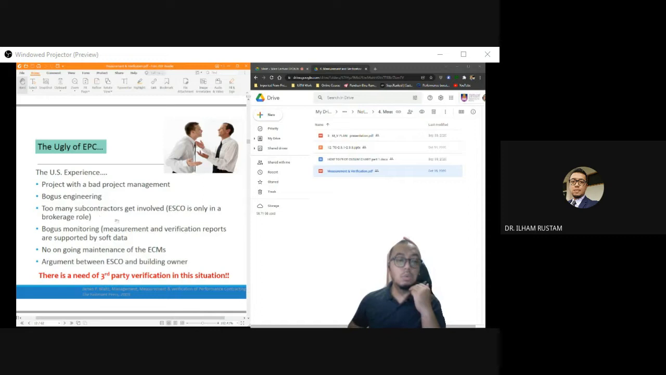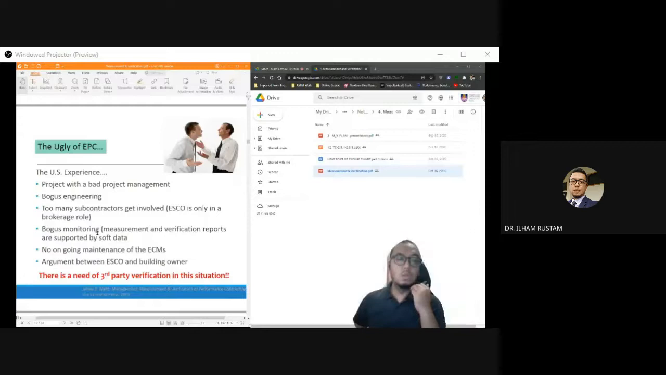Too many subcontractors get involved because the ESCO is acting more like a brokerage, not so much the one who's doing it. But I think in Malaysia it is the same case, but the ESCO that we have approached for 8am-10am is actually the one who installed it, which is good. And it's a local company. So I think it's good, and you can see it has already been installed at 8am-10am, so it's a good thing.